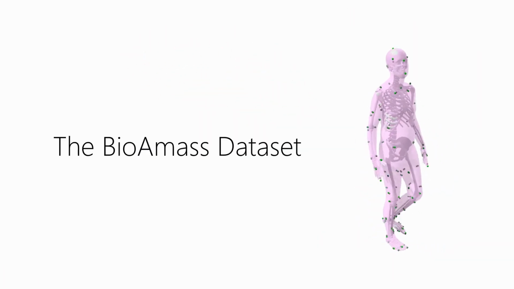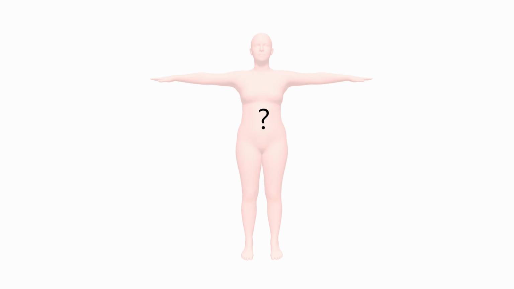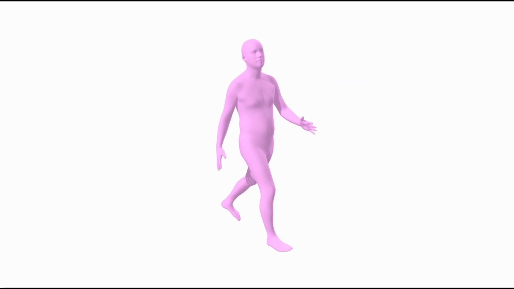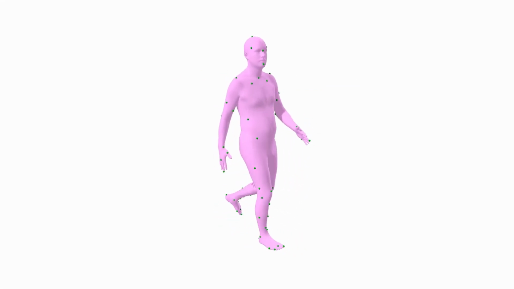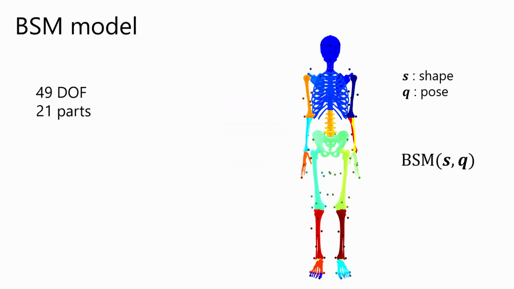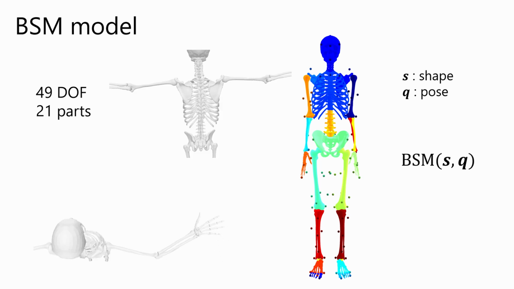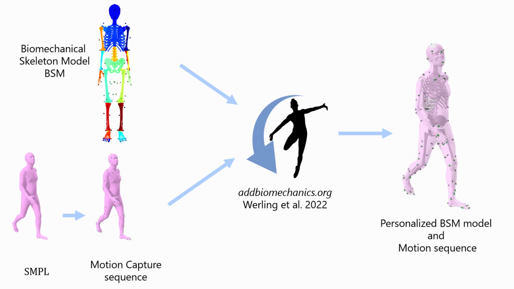To create SKEL, we build BioAMASS, a dataset of paired body shapes and biomechanical skeletons in motion. While a static pose does not properly define the location of the functional joints, sequences with movement do. We use SMPL sequences from AMASS and generate synthetic motion capture marker trajectories from strategic vertices. For the skeleton, we create BSM, a full-body OpenSim biomechanical model with enough expressivity to model the AMASS motions. We then use the online platform AddBiomechanics to fit this OpenSim skeleton model to SMPL sequences.